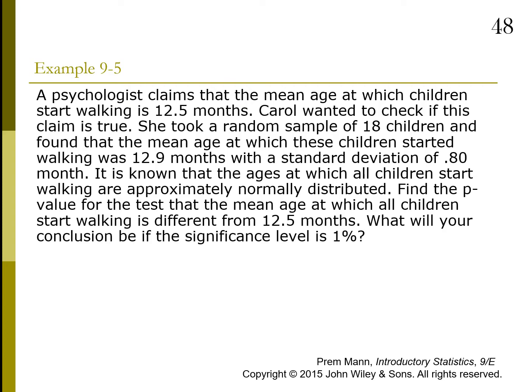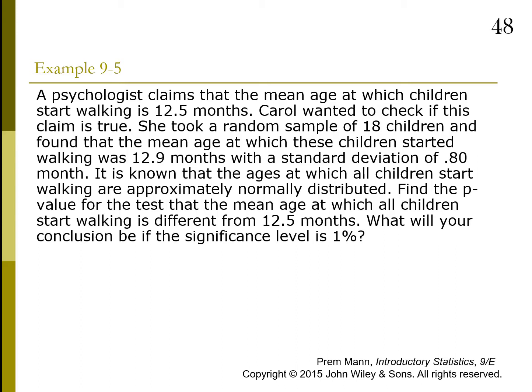So let's look at this problem. We have a psychologist who claims that the mean age at which children start walking is 12.5 months. Carol wants to check this, so she takes a random sample of 18 children, and she gets a mean age at which these children started walking. She finds it was 12.9 months. She doesn't have a population standard deviation, so she takes the standard deviation for the sample, and she finds that's 0.8.